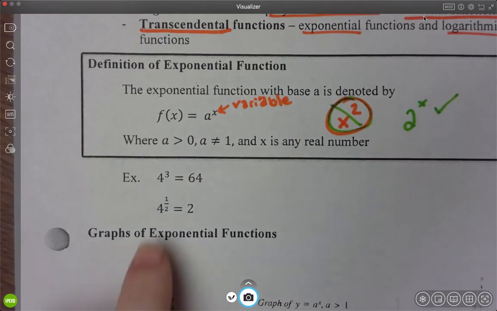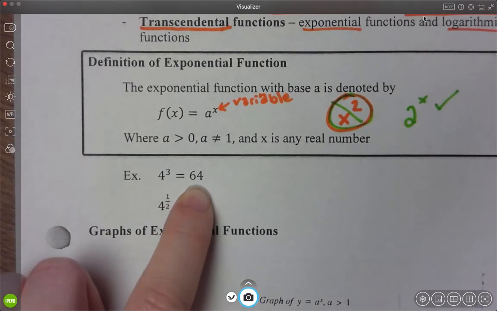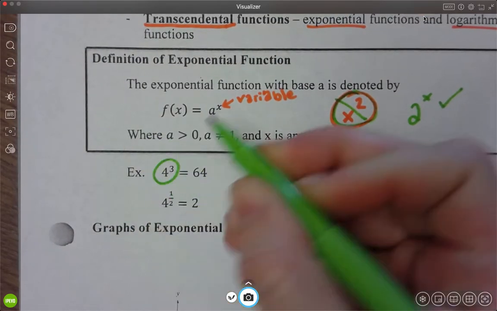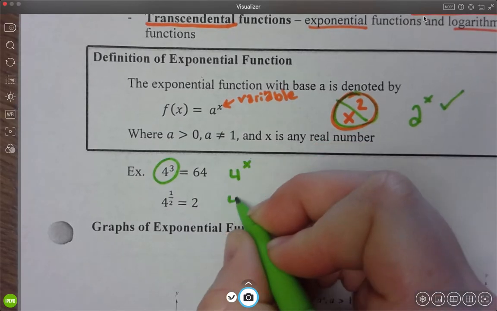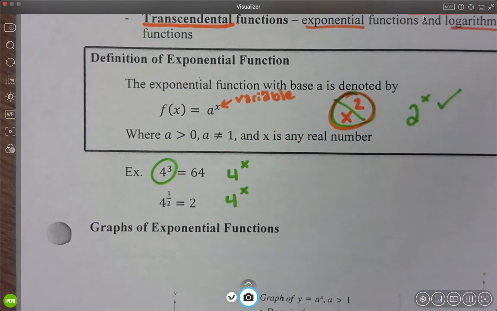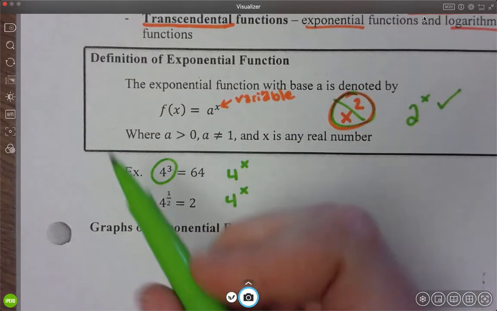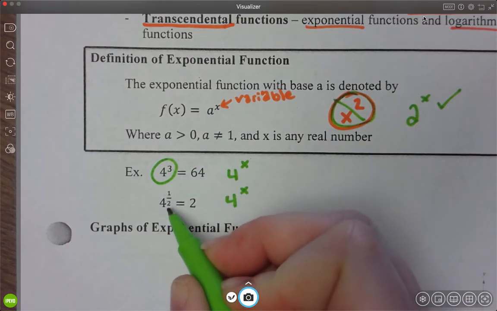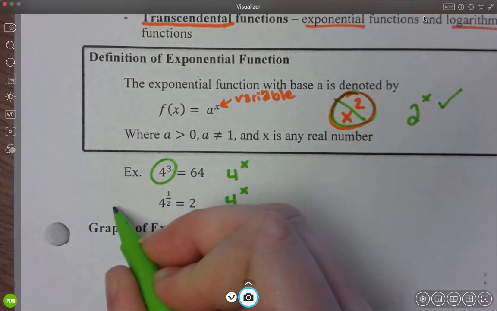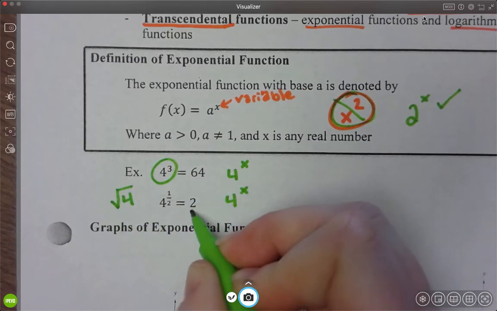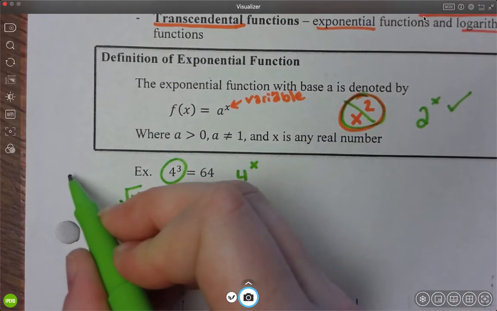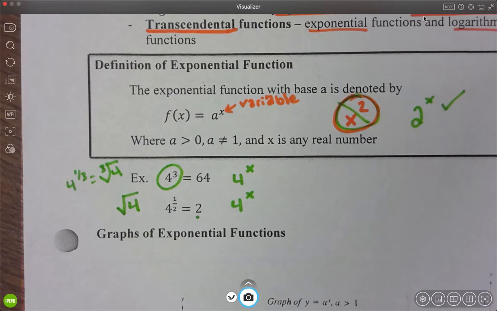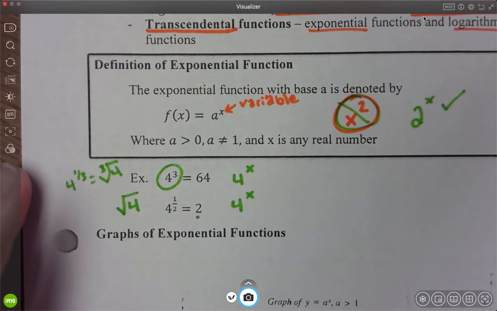Examples of these would be 4 to the third power equals 64, and 4 to the 1/2 power. So this is an example of 4 to the x, and we would be plugging in the numbers 3 and 1/2. Now remember that anytime you have a fractional exponent, that's just going to be a root. So 4 to the 1/2 power would be the square root of 4, which of course is 2. 4 to the 1/3 power is going to be the cube root of 4, etc. So just keep that in mind. We did that a lot with derivatives.